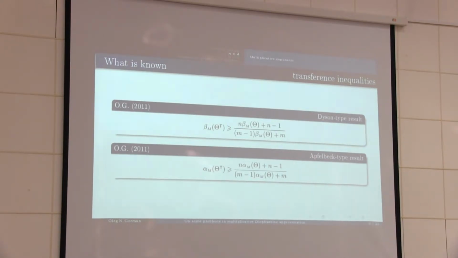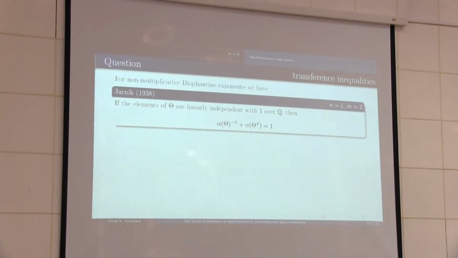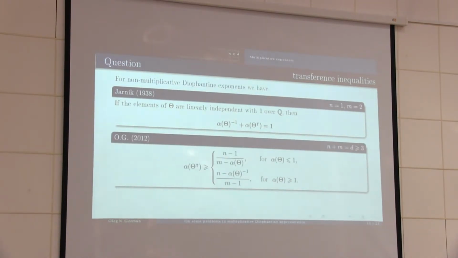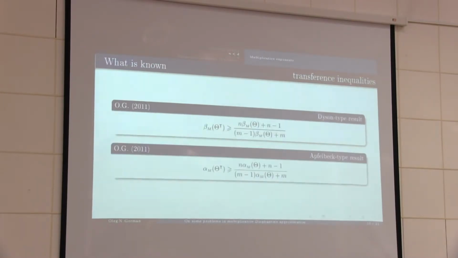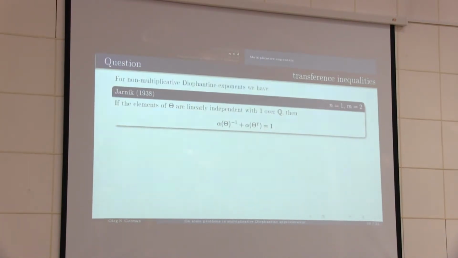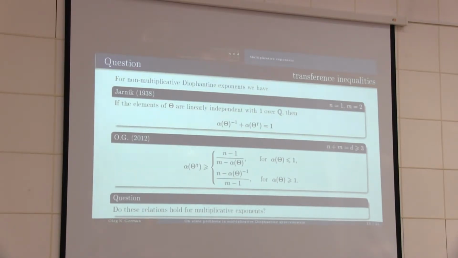This one, we do not know whether it is sharp or not. At least in the non-multiplicative case, we have the following very nice equality, which connects the uniform exponents for theta and theta transpose, but in this very small dimensional case. And for arbitrary dimension, we also have certain inequalities. They are for the non-multiplicative exponents. And the question here in this context is, can we prove any relations of this kind, maybe of this kind, or even of this kind, or even any relation which would improve upon this inequality, which would hold for multiplicative uniform exponents. This is unknown.